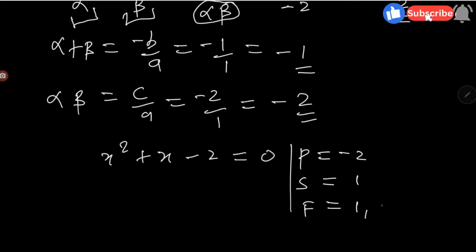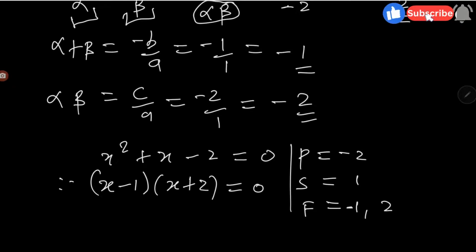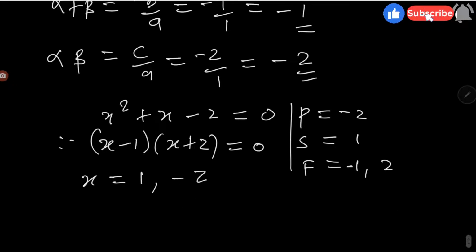Our factors, we have 1, 2, and we have negative there. If we multiply, we'll get negative 2. If we add, we'll get positive 1. And since the coefficient of x squared is 1, then we'll go directly and say this is x minus 1, x plus 2. And this will be equal to 0. So x will be 1 or minus 2. And therefore, our roots, we can say alpha is 1 and beta is negative 2.